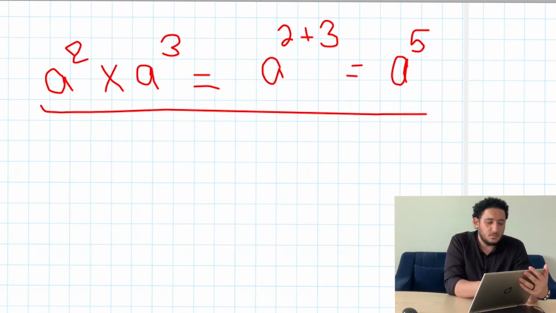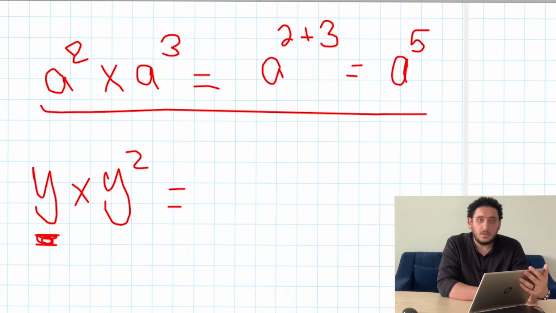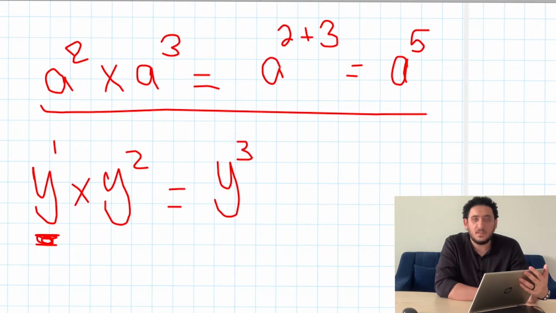We have another example. If we say y multiplied by y squared, you would say we don't have any power at the first y here. Actually we have a power, but we don't write it. It's y power 1. So y power 1 multiplied by y power 2 equals y power 1 plus 2, which means 3. And this is the first rule.